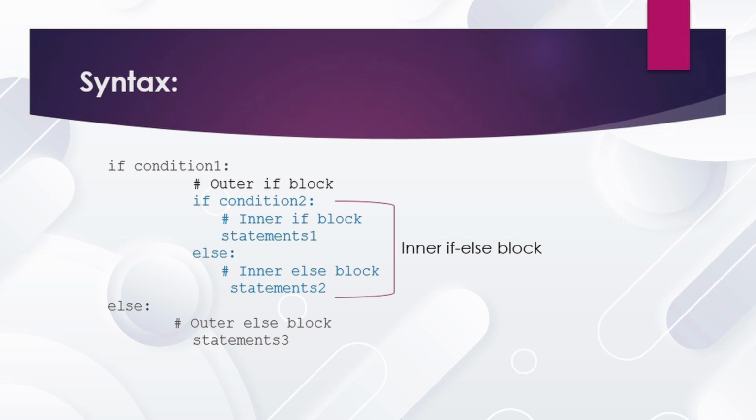If the initial outer condition, which was condition 1, is not true, then the program skips the entire inner if-else structure and jumps to the outer else block. It then executes statements 3.